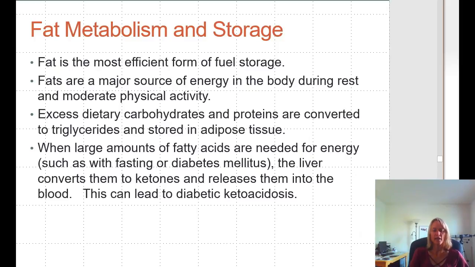When large amounts of fatty acids are needed for energy, which can occur with diabetes mellitus, fasting, or protein restrictions, the liver is going to convert them to ketones and release them into the blood. And this can lead to a condition called diabetic ketoacidosis.